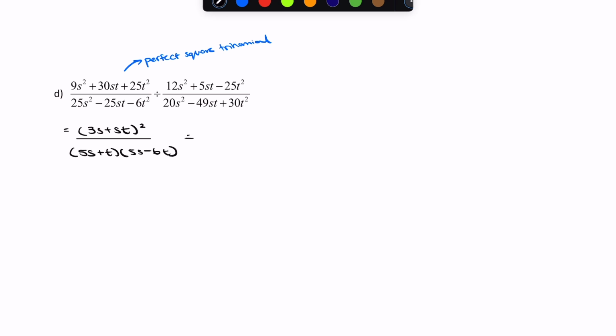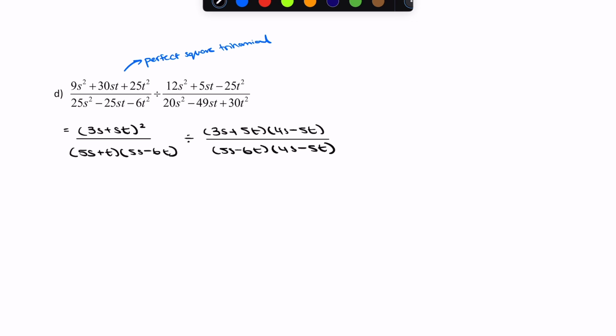And we're going to divide. Then we'll factor out the other side, which is going to be 3s plus 5t times 4s minus 5t over 5s minus 6t times 4s minus 5t. Okay, so let's state the restrictions here.